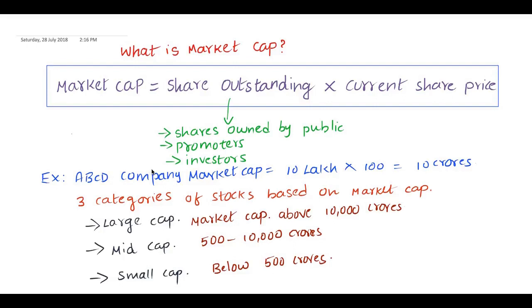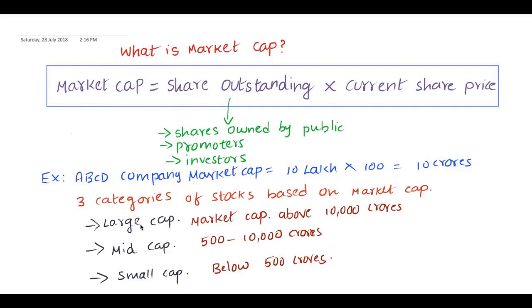There might be some other ways also, but I am explaining the one way which is most widely used by people. Based on this market capital, you can classify the stocks into various categories. The various categories are large cap, mid cap and small cap.